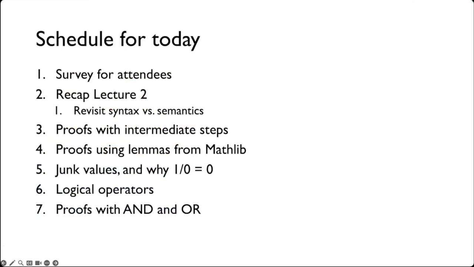Today, we're going to be surveying attendees and then recapping syntax and semantics from lecture 2 and going on with additional strategies for solving more complicated proofs. Instead of just using calculation-based things, we will include intermediate steps and proving with lemmas from Mathlib. And we'll wrap up with logical operators and proofs that use and or.